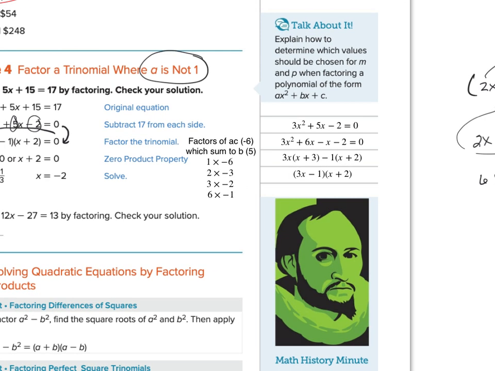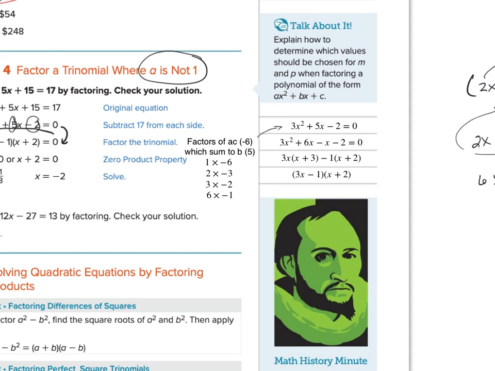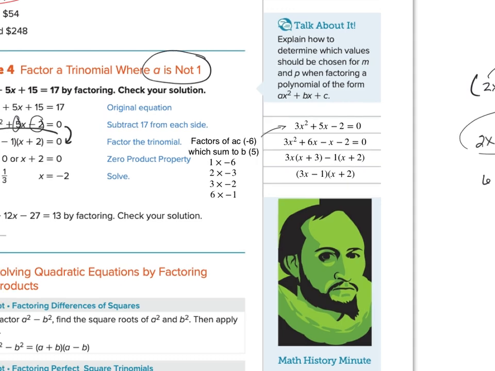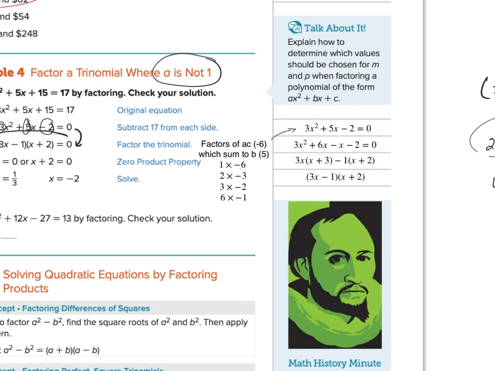Okay, so we start here, and then what are the factors of a times c, so negative 6, that add up to 5? I have 1 times negative 6, I have 2 times negative 3. This would equal negative 5. This would equal negative 1. This would equal 1. And then this would equal 5. So my answer is 6 and negative 1.